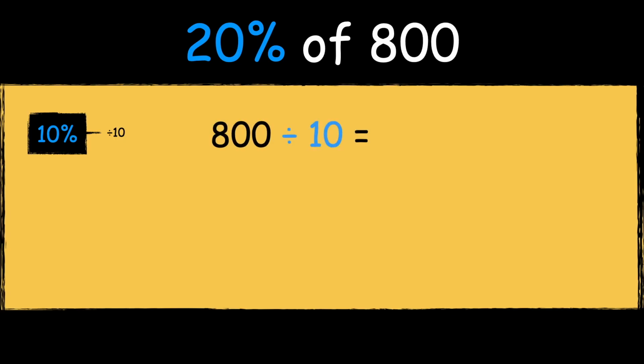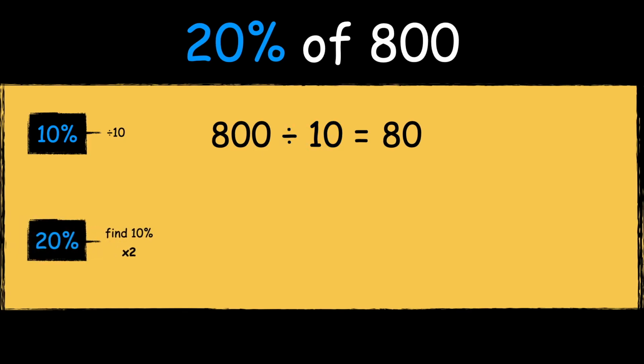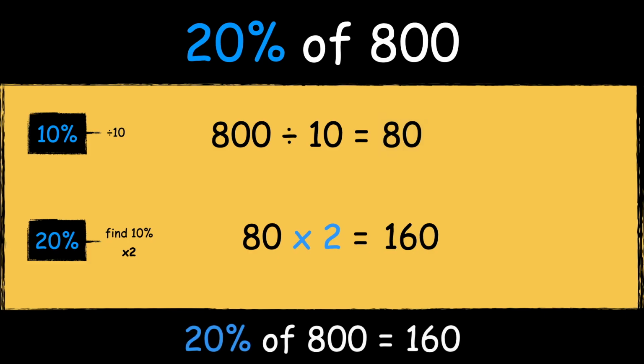Here's example 1, 20% of 800. First, to work out 10% of a number, we divide it by 10. 800 divided by 10 is 80. So to work out 20% of 800, we need to multiply the 10% answer by 2. 80 multiplied by 2 is 160. So 20% of 800 is 160.